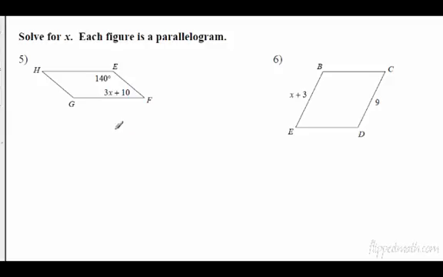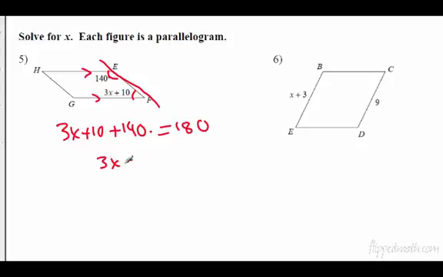All right, solve for x. Each is a parallelogram. Now these angles here are consecutive. Remember, these are parallel lines. We have same side interior going on here. Here's a transversal. So they're supplementary. So 3x plus 10 plus 140 should equal 180 degrees. So 3x plus 150 equals 180. Hey, 3x equals 30. x is going to equal 10.